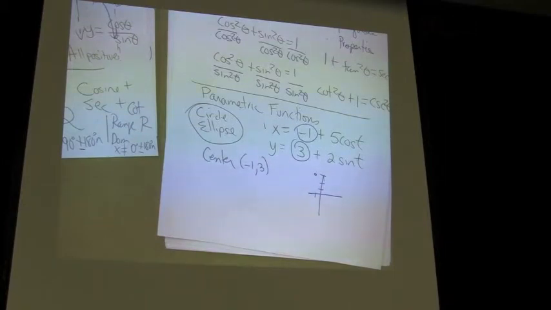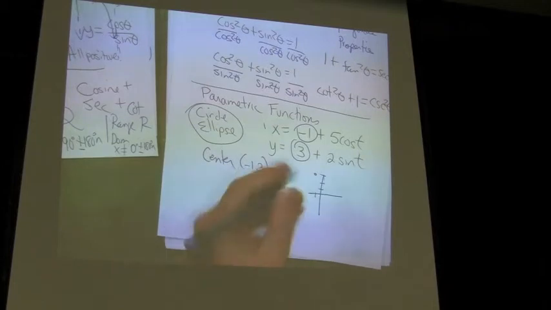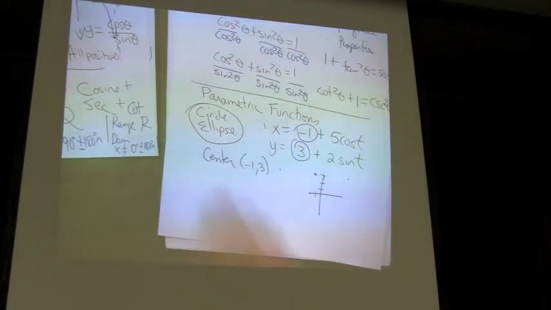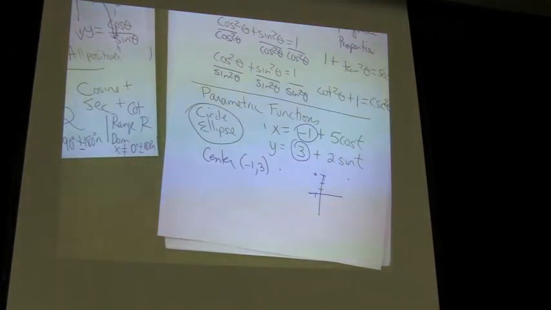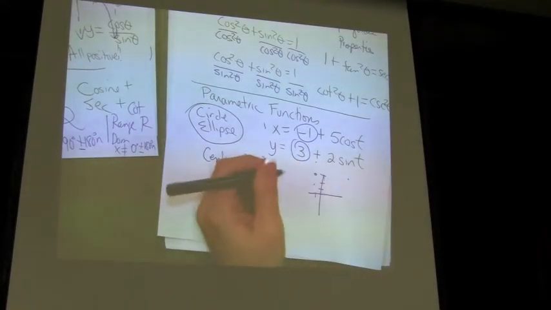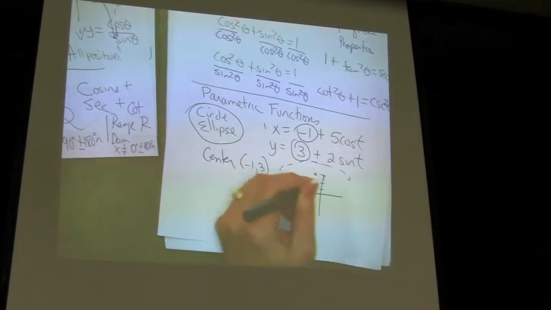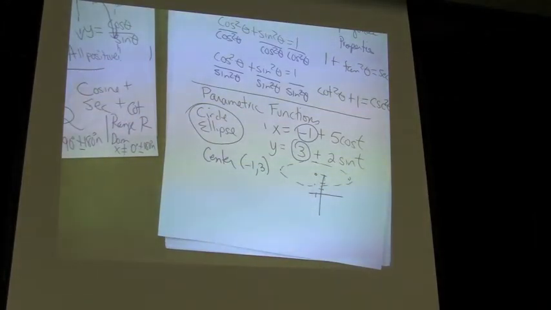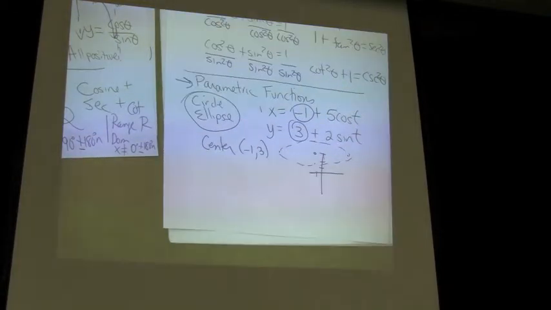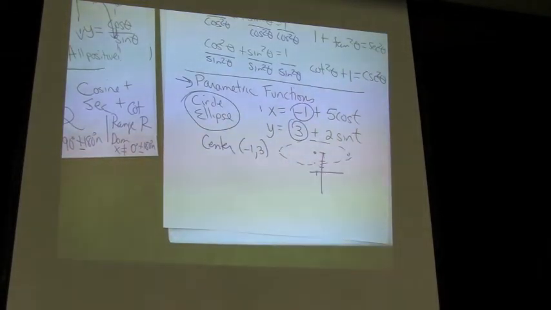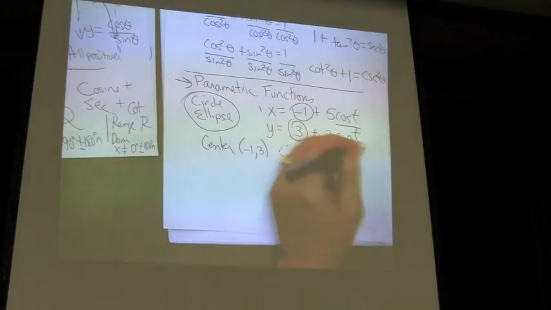So the graph of this conic would start at the center of -1, 3. We'd move how much left and right? 5, because it's in front of cosine. We'd move 5 left and right. And how much up and down? 2. 2 up and down, and we would have our ellipse. If these two numbers were the same, it would be a circle. If you wanted to put this into an equation of an ellipse, you're basically trying to eliminate the parameter, okay?